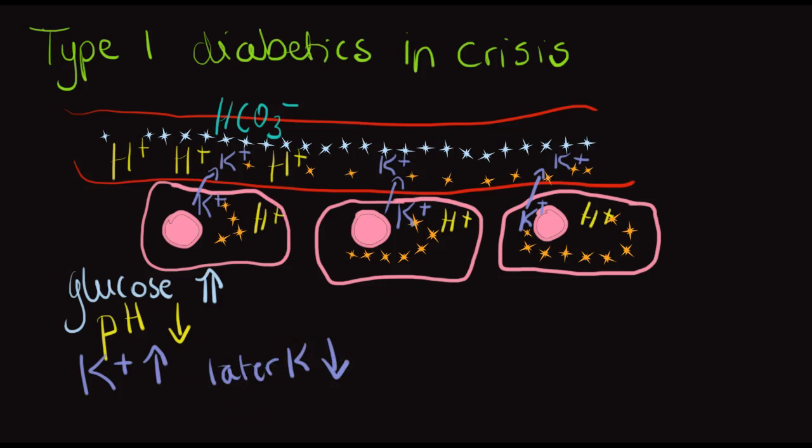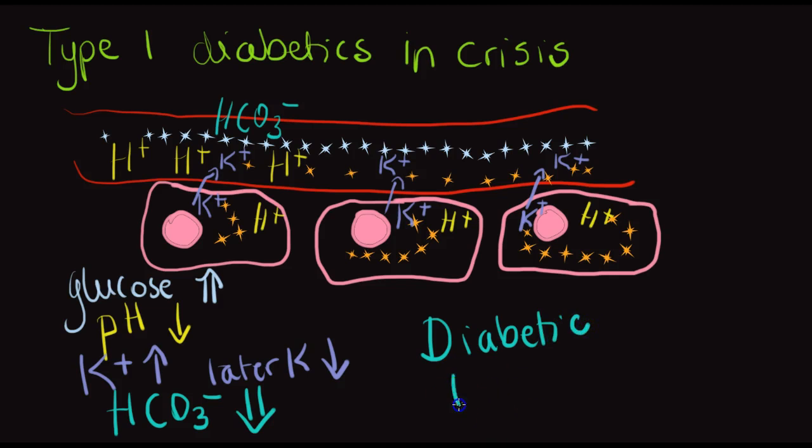And then, of course, the bicarb that is being used up to neutralize all these extra hydrogen ions is going to be all used up. So your bicarb tends to be really low, and this is a hallmark, of course, of metabolic acidosis. And so this picture is called Diabetic Ketoacidosis.